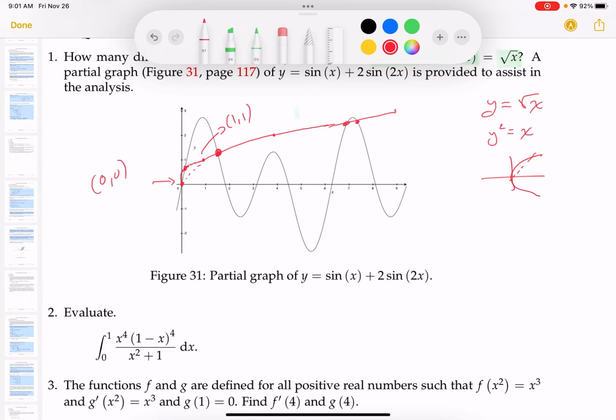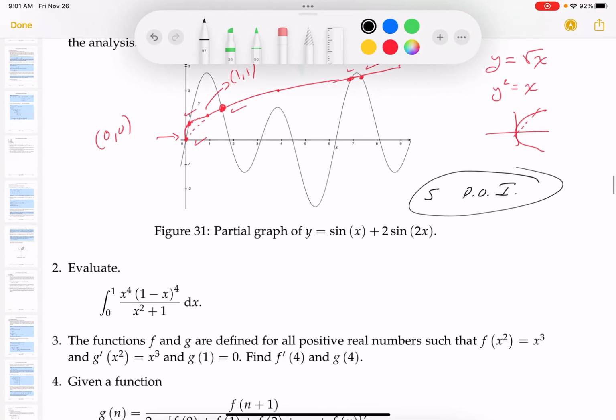How many points do I have now? 1, 2, 3, 4, 5. So I'm going to say the answer to this would be 5 points of intersection. Believe it or not, most people would answer that. At least I believe most people that have some knowledge of these functions would say there's 4, all right? And really it comes from, maybe, I'm not going to say a poor understanding, but not a complete understanding of the behavior of the sine and the root function near the origin.